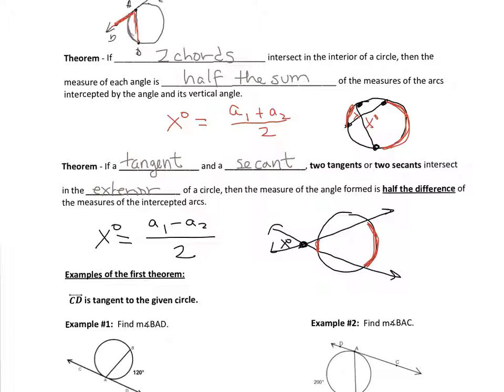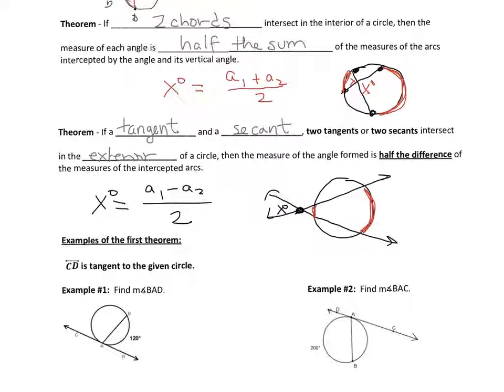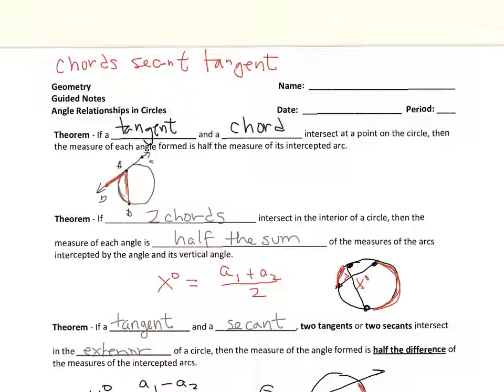Okay, so what we'll do is we'll look at some examples of each of these theorems and how we can apply them, and with some actual numbers. Okay? So first let's look at some examples of the first theorem, which again, let's go back and rehash. It said if a tangent and a chord intersect at a point on the circle, then the measure of the angle formed is half of its intercepted arc.